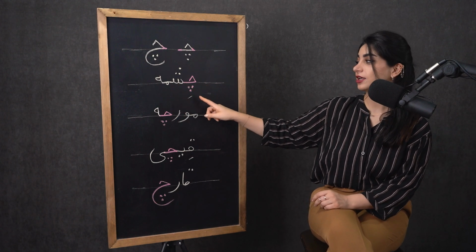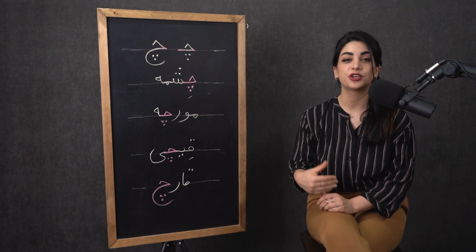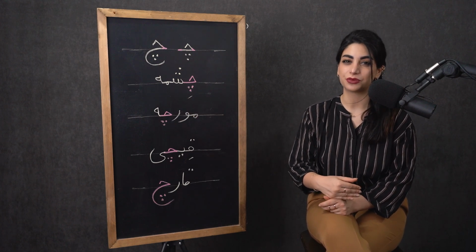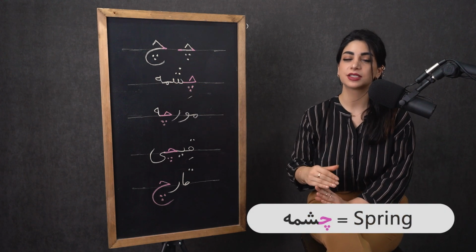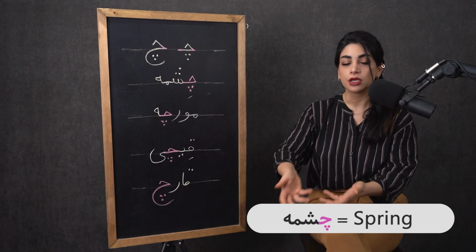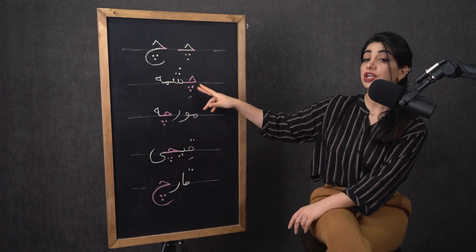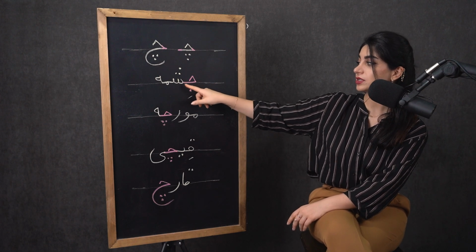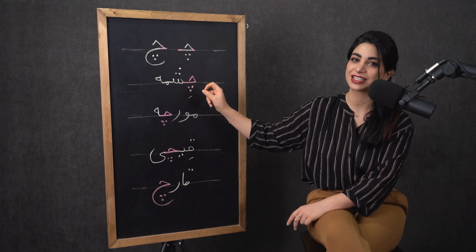چشمه. چشمه. We had چشمه before, right? In the first season, remember? چشمه is the same as spring or fountain in English. Mainly spring, the water that comes out of the ground. So, چشمه here, see? It attached to the next letter because it has to.